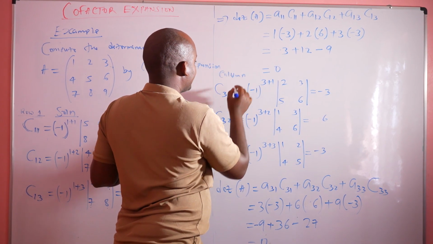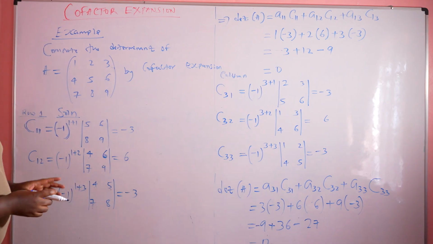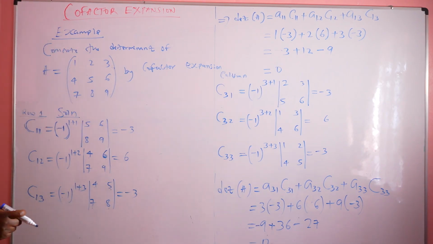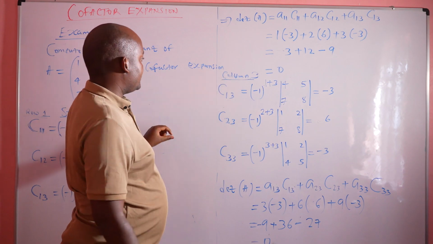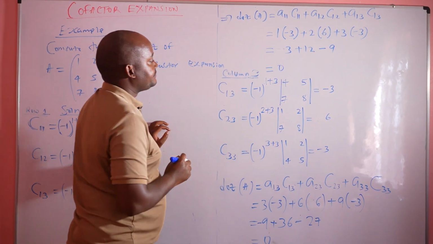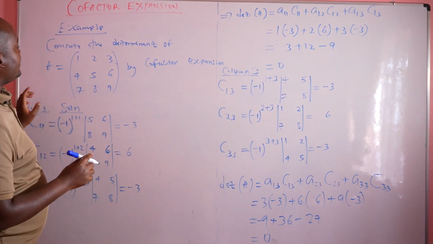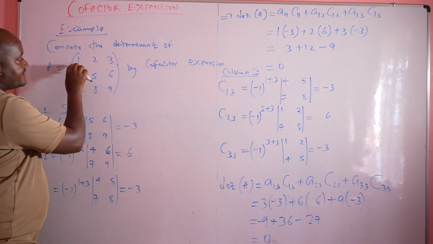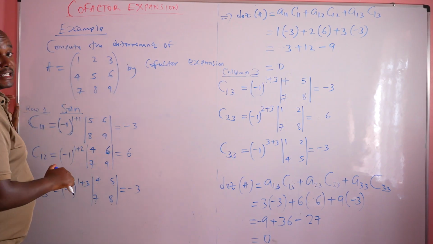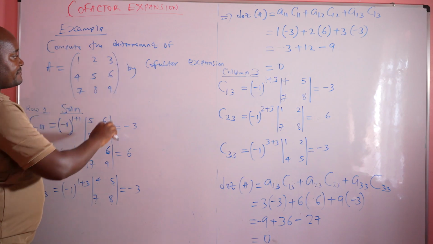I want to justify that. Should you compute the determinant along any row or column, you should always get the same determinant. So we can also compute this determinant along column 3, because we said that should you compute the determinant along any row or column, then it should be the same. So I picked column number 3.